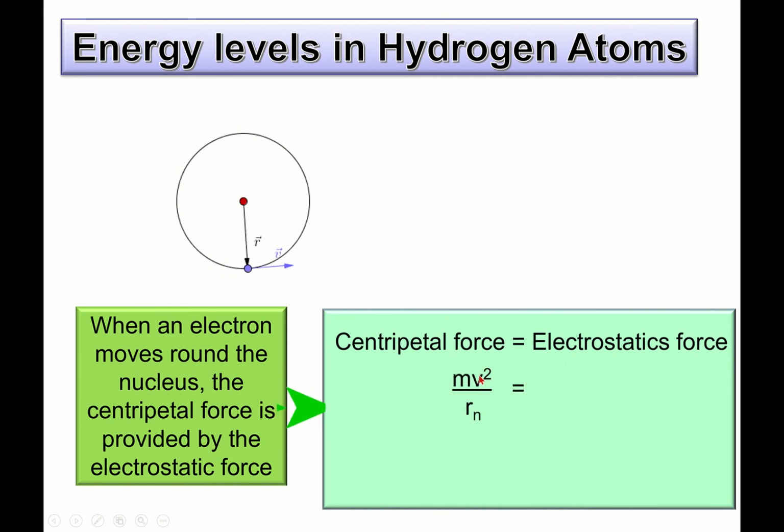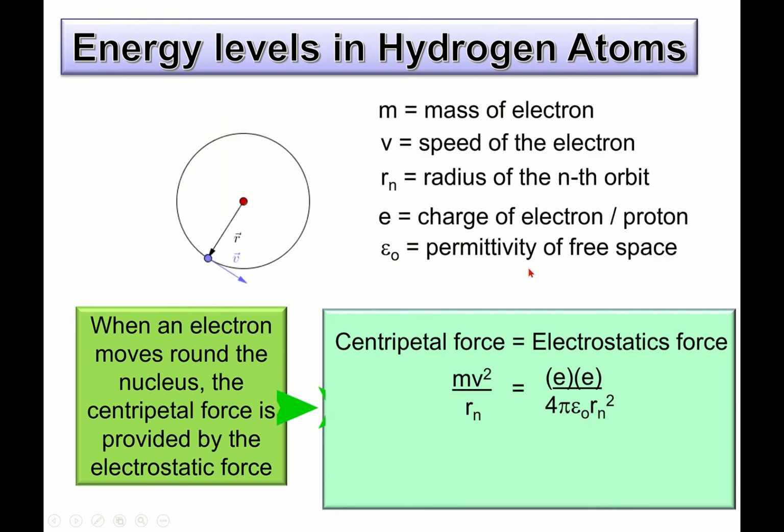Centripetal force is given by mv squared per r, and electrostatic force is given by e from the proton and e from the electron divided by 4 pi epsilon naught r squared. r is the distance between the proton and electron, or the radius of the orbit. And e is the charge of the electron or proton. Epsilon naught is the permittivity of free space.